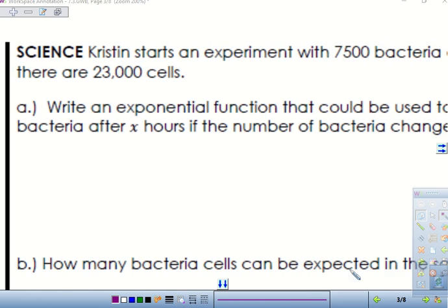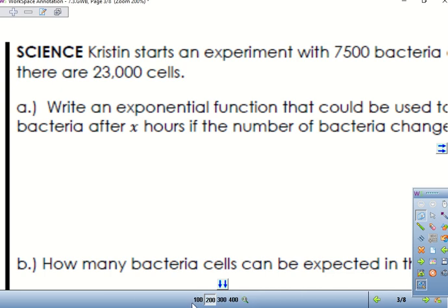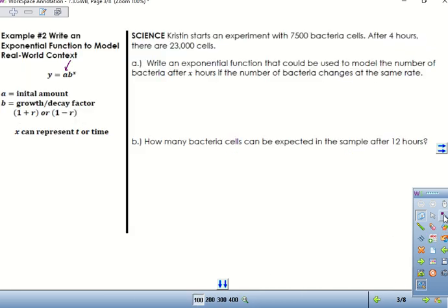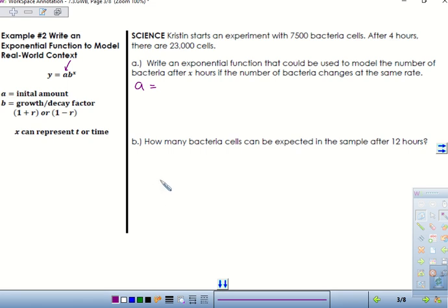So it says here, Kristen starts an experiment with 7,500 bacteria cells. After 4 hours, there are 2,300 cells. So step 1 is we want to figure out what we started with. Little a is always going to be what we started with, our y-intercept. So what is our little a in this case? Good, 7,500.